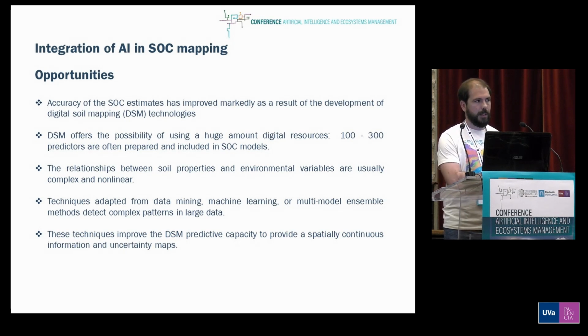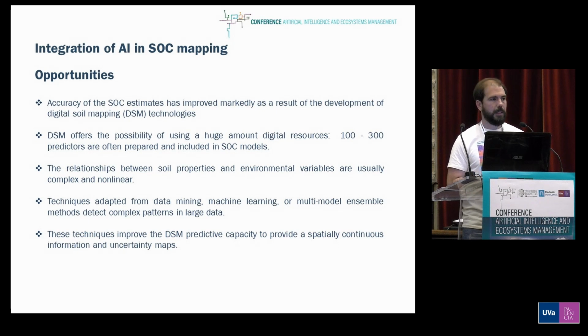This integration of the artificial intelligence in soil organic carbon mapping has many opportunities. For example, the accuracy of the soil organic carbon map estimates has improved as a result of the development of the digital soil mapping technologies, which is something that we will implement. And this digital soil mapping offers the possibility of using a huge amount of digital resources, in our case something between 100 and 300 predictors, that could be included in these soil organic carbon models.